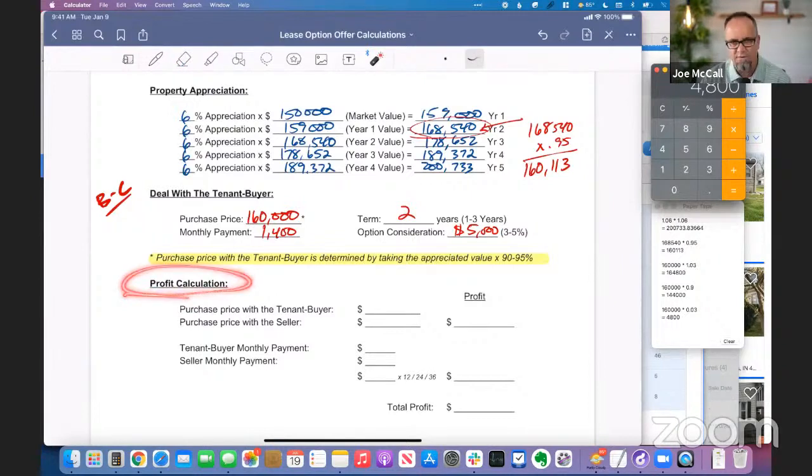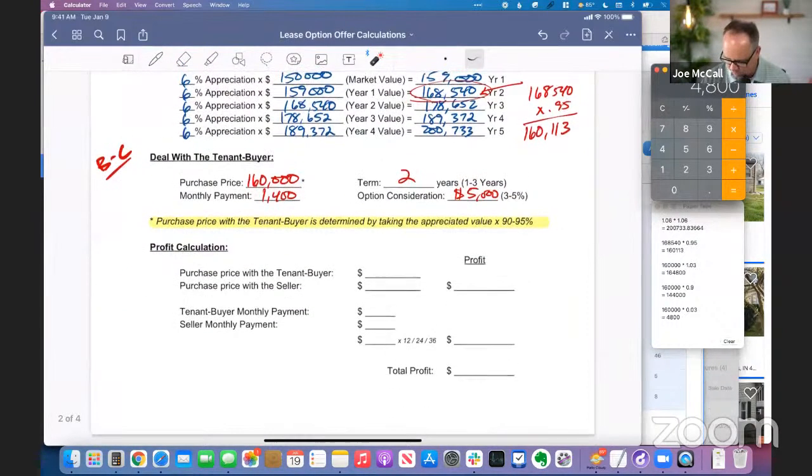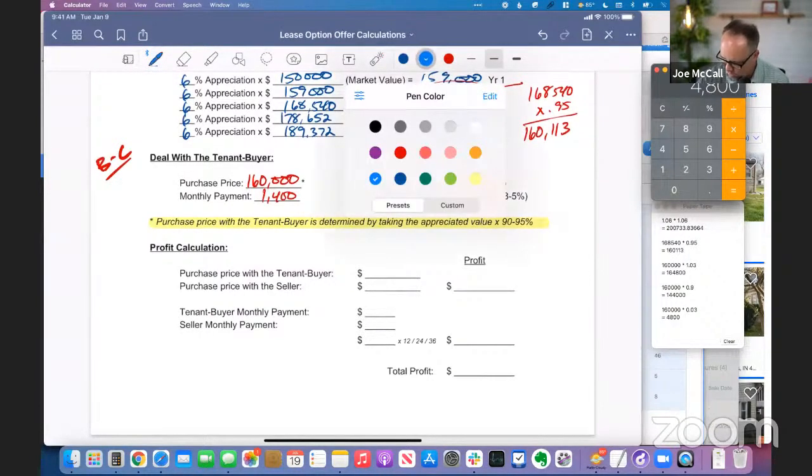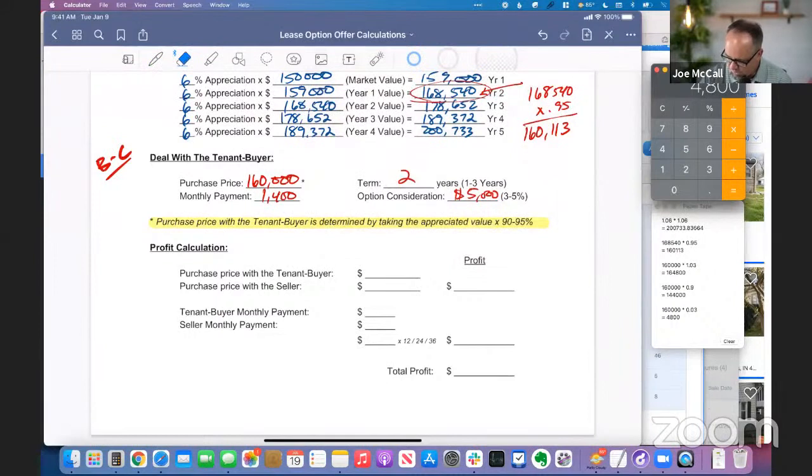Now, let's look at my profit. What is my profit on this sandwich lease option deal? Real simple. The purchase price with the tenant buyer, let's use green. Purchase price with the tenant buyer is 160. You guys can see that okay? Good.